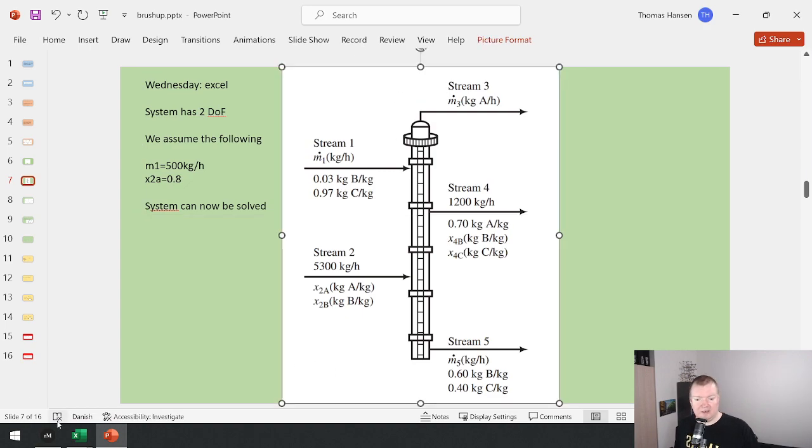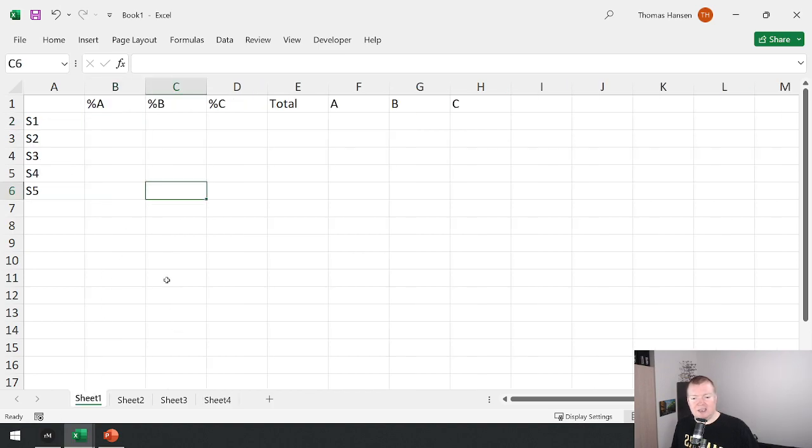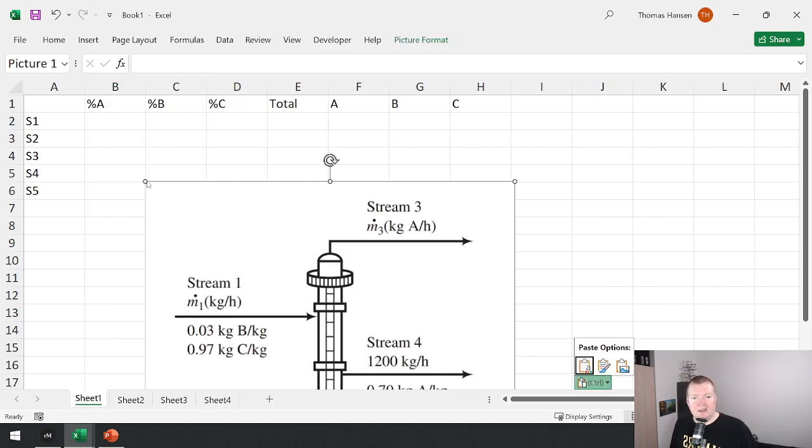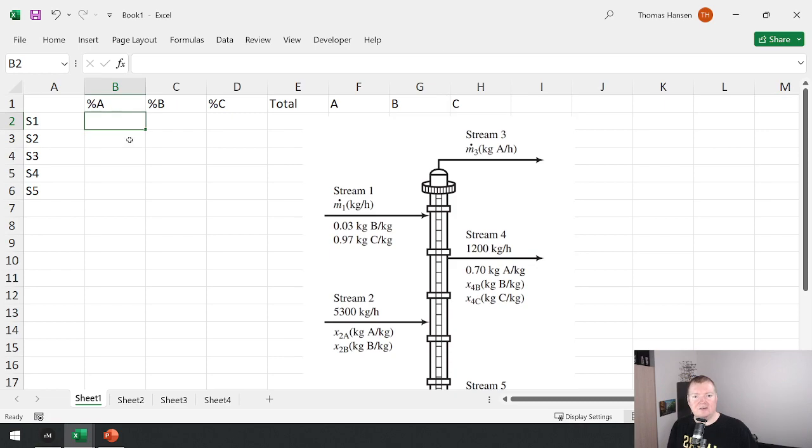But let's take this lovely thing. Let's see if I can grab it. And we're going to chuck it into Excel. I think I set up a lovely little example for it. I already put up the different streams that I have, and we just have to fill in the different values. So in our top stream, stream 1 here, there's no A, 3% of B, 97% of C. For stream 2, I know that there's no C, and I'm going to say B is just 1 minus whatever A ends up being. That's going to be an unknown.